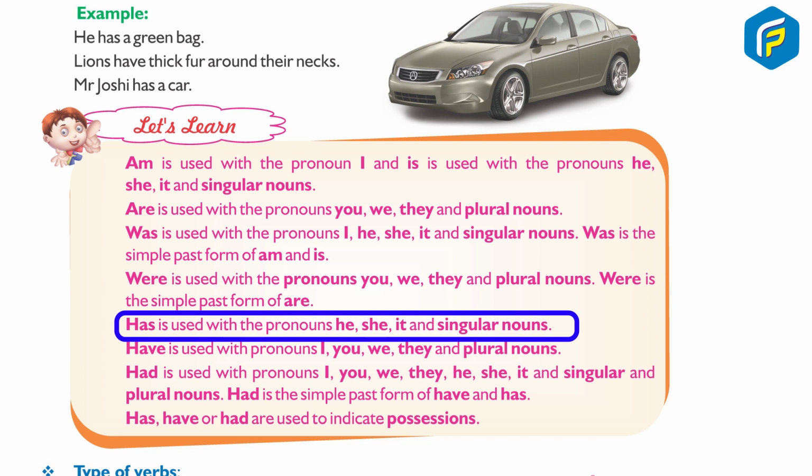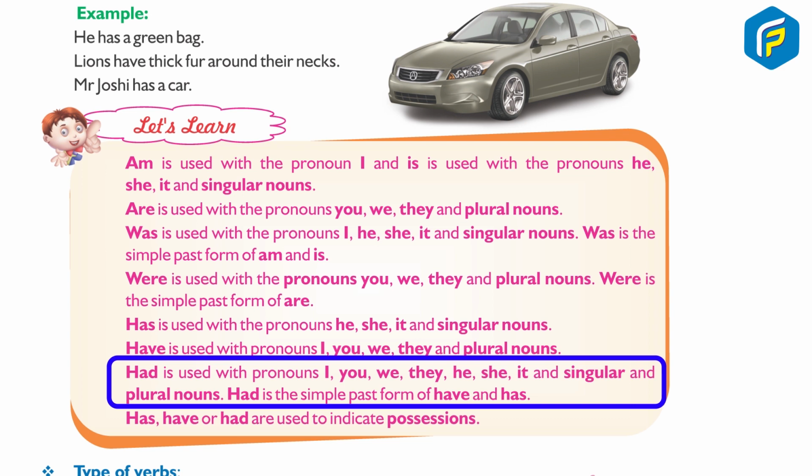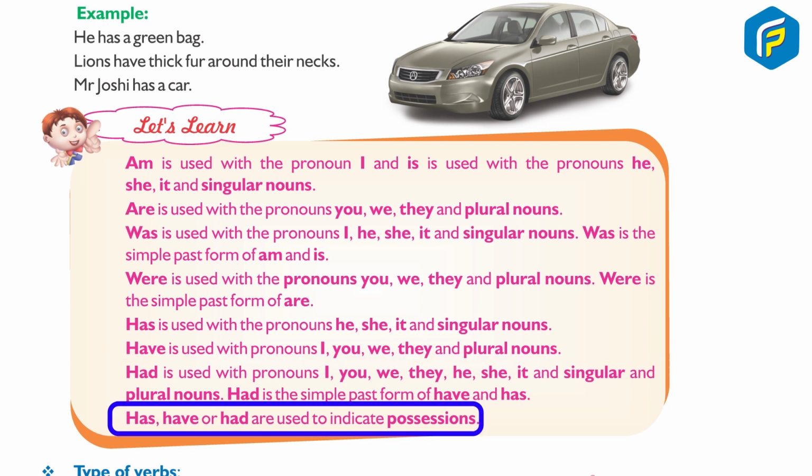Has is used with the pronouns he, she, it and singular nouns. Have is used with the pronouns I, you, we, they and plural nouns. Had is used with the pronouns I, you, we, they, he, she, it and singular and plural nouns. Had is the simple past form of have and has. Has, have or had are used to indicate possession.